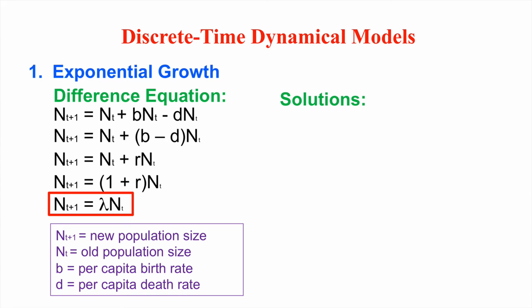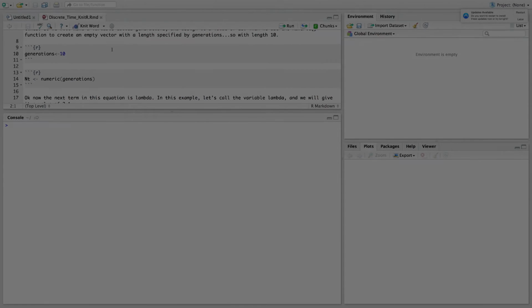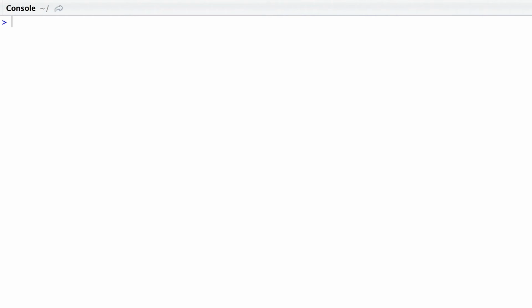Now, in terms of solving this discrete time growth difference equation, we have two options. First, we can solve the equation numerically by simulation. In R, we use a for loop to do so, and we also have the option of using functions. So let's just switch to RStudio for a minute and examine how this would be done. Okay, so we'll keep the equation on the screen here just as a reference while we solve it numerically.